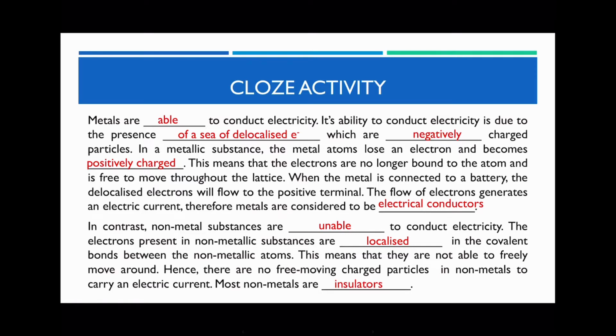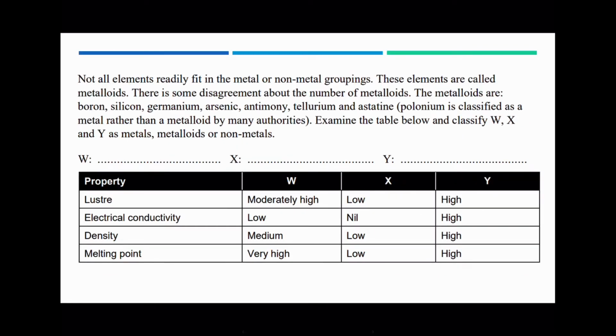Now, this written description is really good to include in your lab report, which is going to be due at the end of this week. There's also this fantastic question, which is always asked in the exam or something very similar to it. It says, not all elements readily fit in the metal or non-metal groupings. These elements are called metalloids, and it lists examples of metalloids. All you need to do is examine the table below and classify whether W, X, and Y are metals, metalloids, or non-metals.